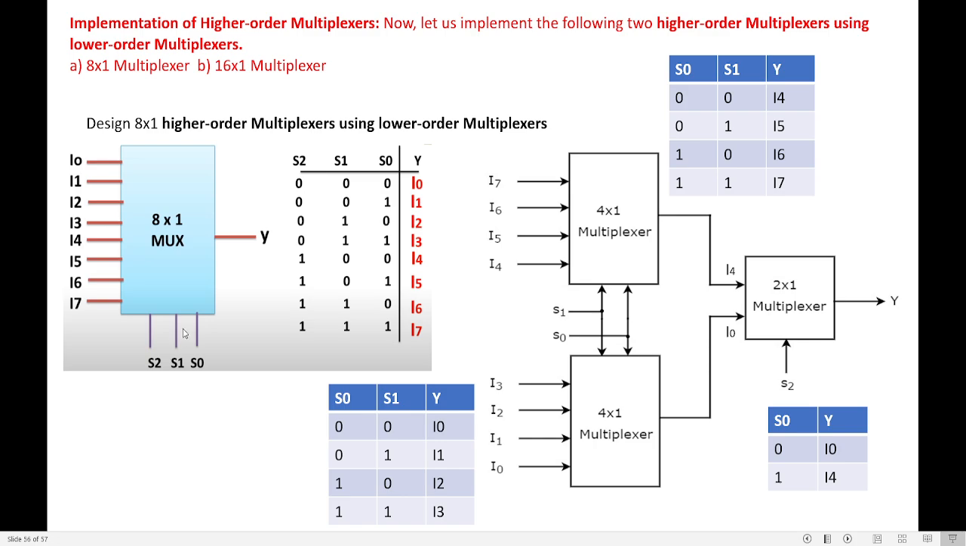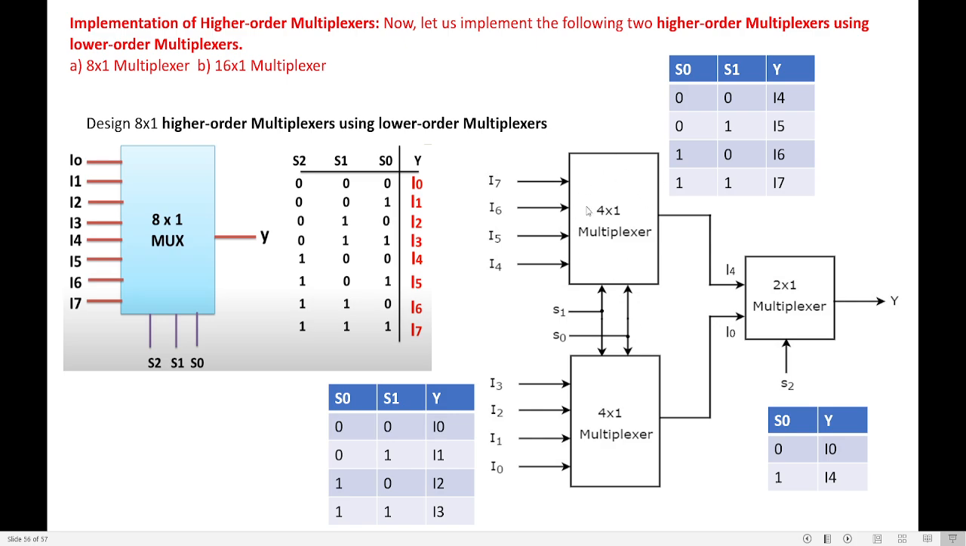Now we need to understand our objective is to design this 8 by 1 multiplexer using lower order multiplexers. It means I need to get the objective of an 8 by 1 multiplexer using 4 by 1 multiplexers or 2 by 1 multiplexers, because 4 by 1 and 2 by 1 are lower order multiplexers compared to 8 by 1. Okay, so let us see. 8 by 1 has how many inputs? 8 inputs. So we are trying to take two 4 by 1 multiplexers.